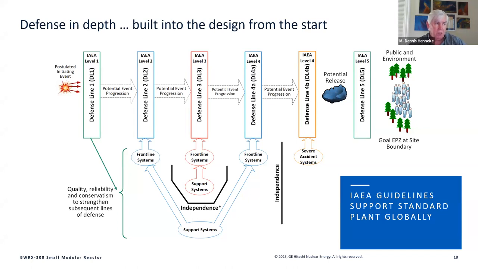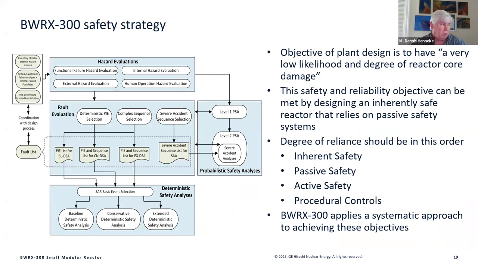From there, if defense line 3 fails, it goes into what's called a design extension condition. And then depending on where you end up, you would have a defense line 4A or 4B, depending on whether you have potential fuel damage or a severe accident event. And then finally, defense line 5 is your emergency planning or FLEX systems and so on. So we have a very formal listing for each postulated initiating event. And that evaluation that we utilize for all that goes into what we call a fault list or fault evaluation.